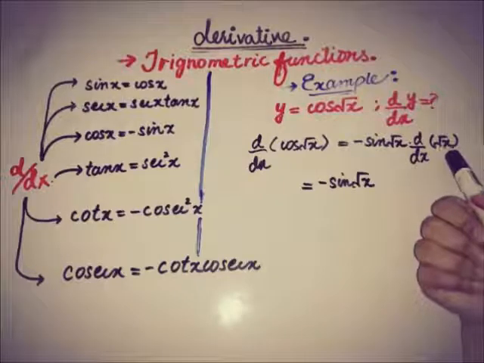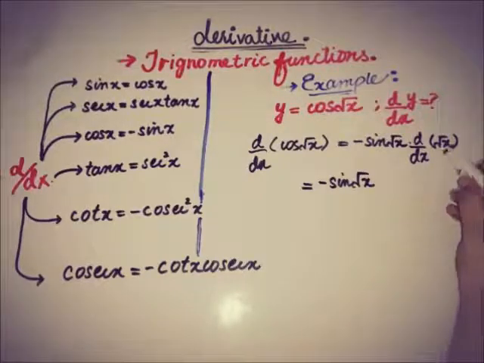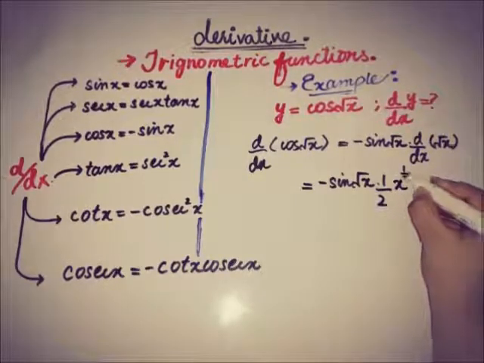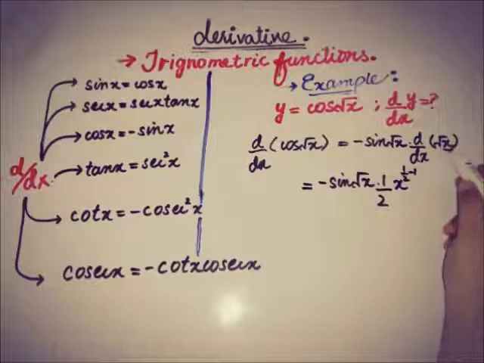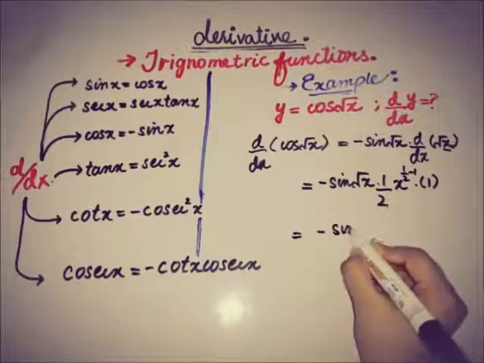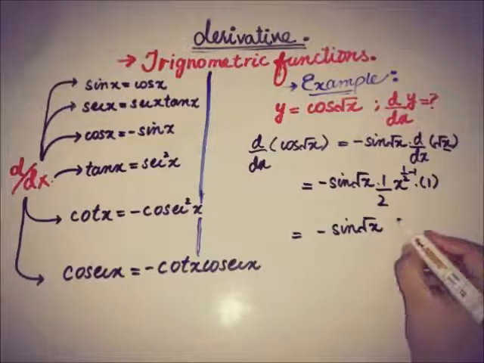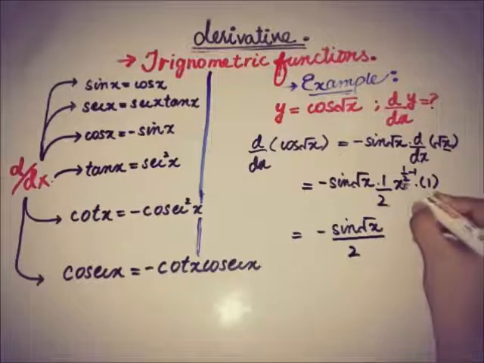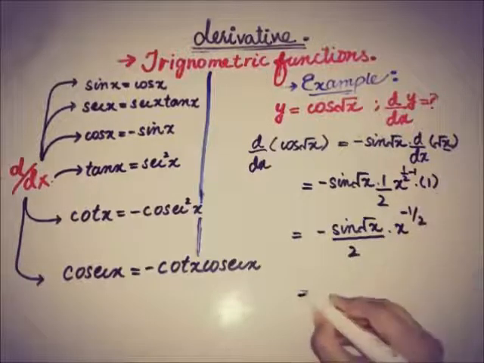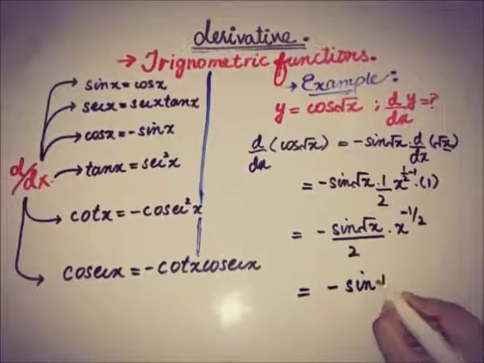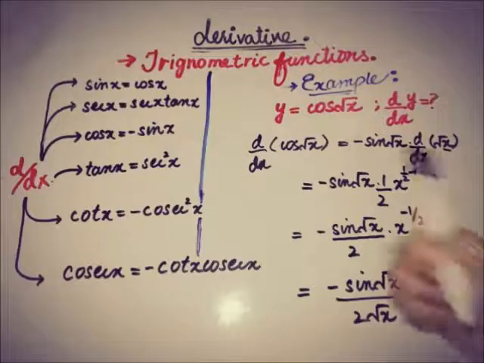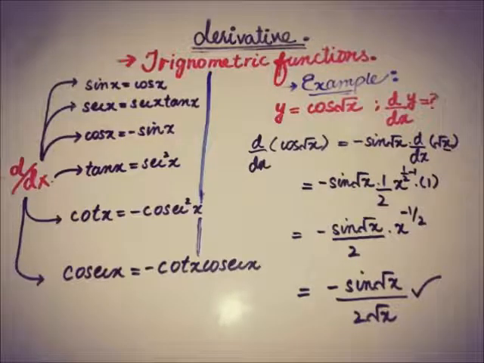We will apply the power rule here because under root x is equal to x to the power 1 by 2. So this is half x to the power half minus 1, and then the rate of change of x, that is 1. We can write it as minus sine square root of x, over 2, and x to the power 1 by 2 minus 1 is minus 1 by 2, also written as 2 square root of x. So this is the rate of change of cos under root x with respect to x.